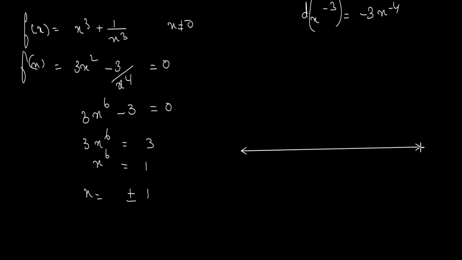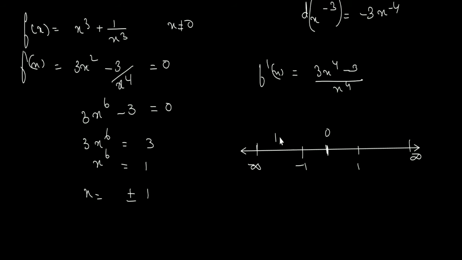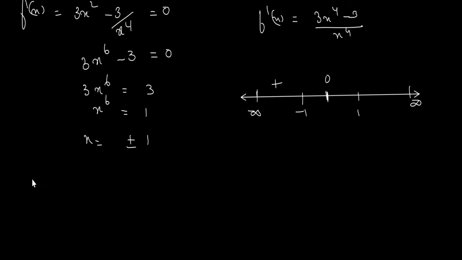Next step is we have to divide the interval, because nothing is given here. So let us take it from minus infinity to plus infinity. In between you have minus 1 and plus 1, and at 0 the function is not defined, since x is not equal to 0. Take a number in the interval minus infinity to minus 1; f dash of x is greater than 0. Therefore the function is strictly increasing.